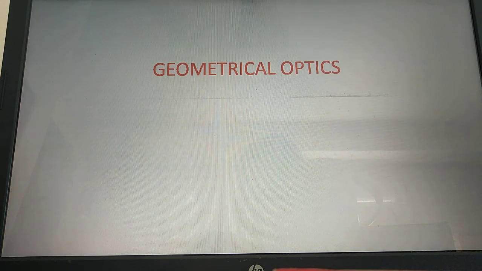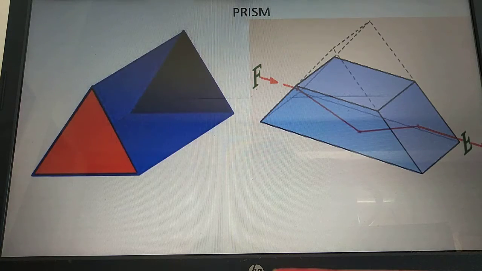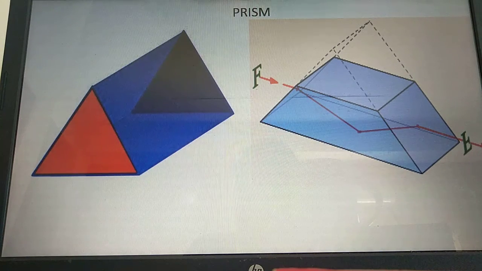Today the topic we will discuss is geometrical optics of class 12 physics. Let us see the picture of the prism.